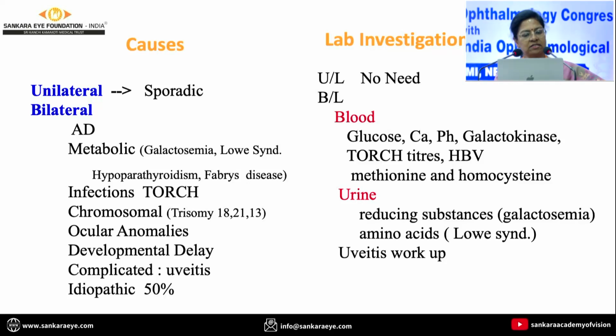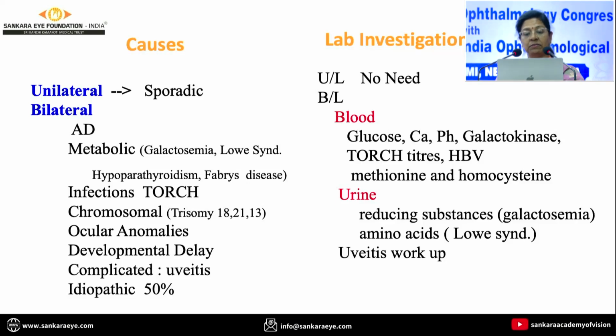Nevertheless, we have to understand the various chromosomal anomalies, associated ocular anomalies or anterior segment dysgenesis, because the surgery becomes more complicated. The other thing is developmental delay. Children with developmental delay can be associated with cataract. Complicated cataracts are like those with uveitis or associated with retinitis pigmentosa. In 50% of the children, it is idiopathic. So you need to investigate.